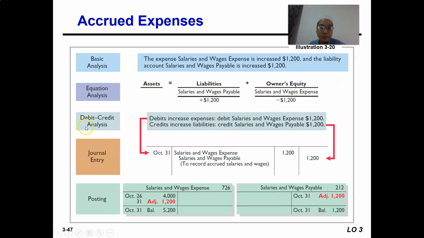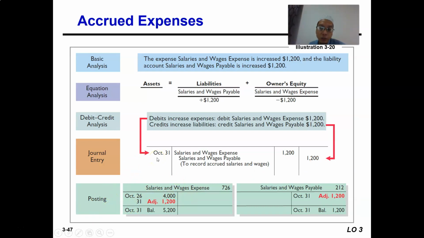Then we look at the debit and credit analysis. Because we increase our salaries and wages expense, and it's an expense account, we debit the expense account. And because we want to increase our liability, we credit our liability account. We credit salaries and wages payable by 1,200. So the journal entry on October 31st: salaries and wages expense is debited 1,200, and salaries and wages payable is credited 1,200.